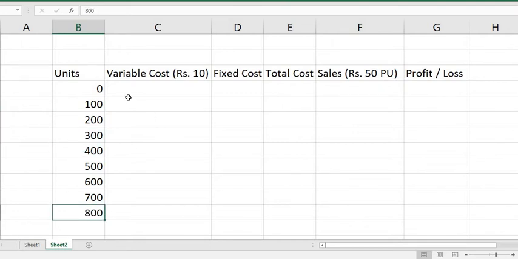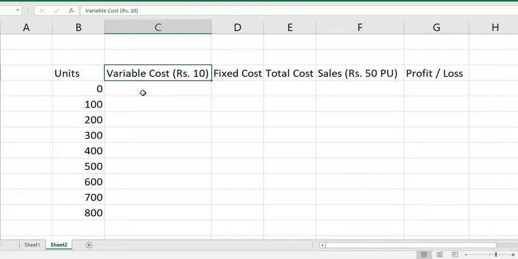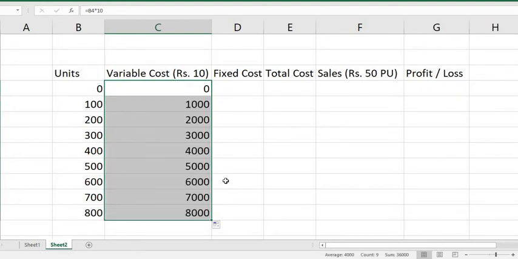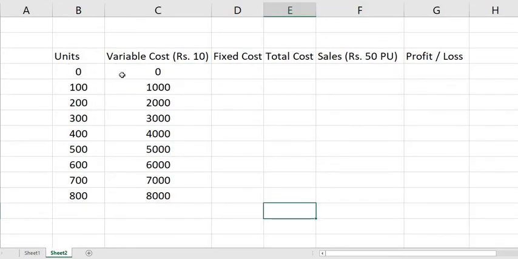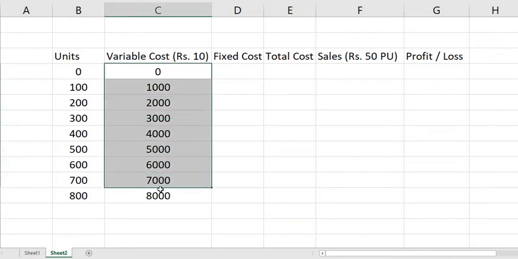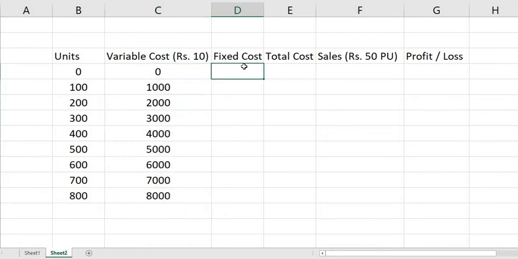Okay, and the variable cost is given here, right? Variable cost is rupees 10 per unit. Okay, so what will be the variable cost? So that will be equal to number of units produced into the variable cost per unit, rupees 10. Of course, we know that that is equal to 0. Okay. Now, when we multiply the number of units with variable cost, we get the total variable cost. And let us assume the fixed cost of this business is rupees 20,000.